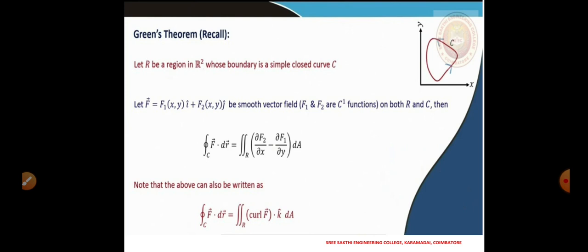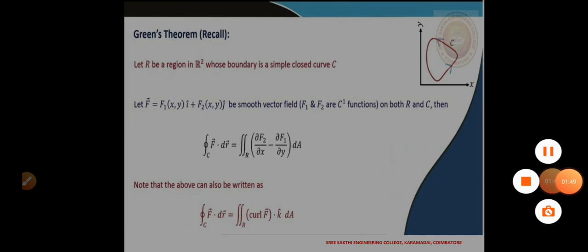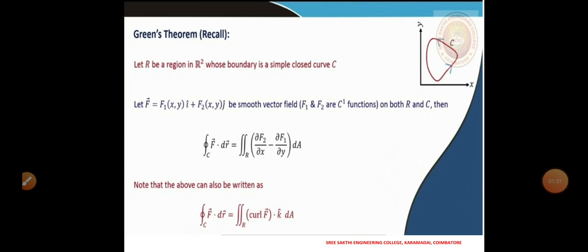Then Green's theorem says that the integration over C of f vector dot dr vector is equal to the double integral over R of dou f2 by dou x minus dou f1 by dou y dA, where the integrand is the difference of two partial derivatives, dou f2 by dou x and dou f1 by dou y. Having this, we will now rewrite Green's theorem slightly differently.